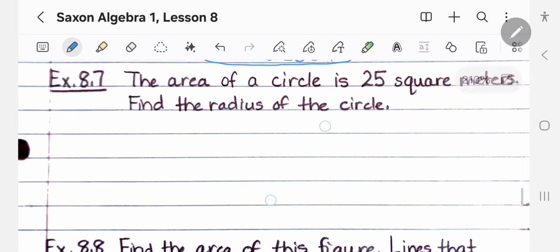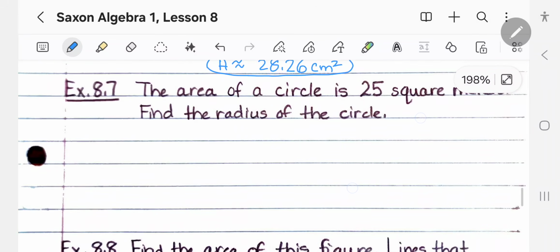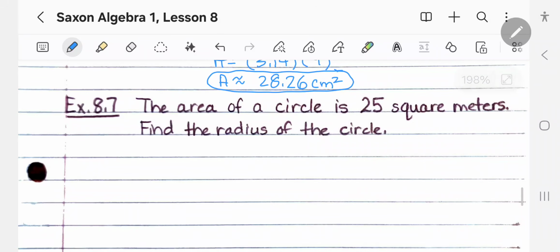8.7. The area of a circle is 25 square meters. Find the radius of the circle. Now this is interesting. They're giving us the area. So area is equal to pi times the radius squared, and they're giving us the area. We know that we have 25 square meters.